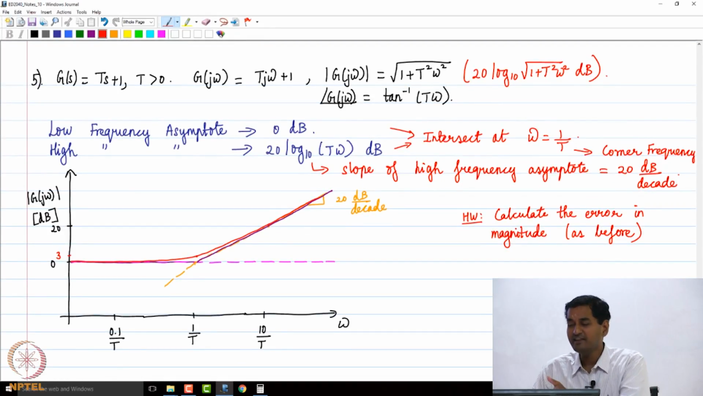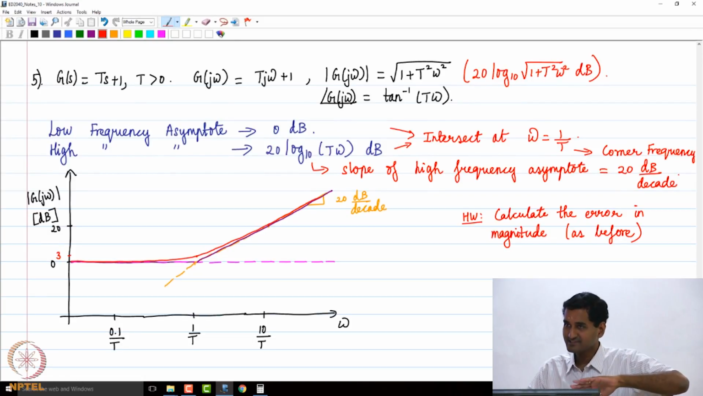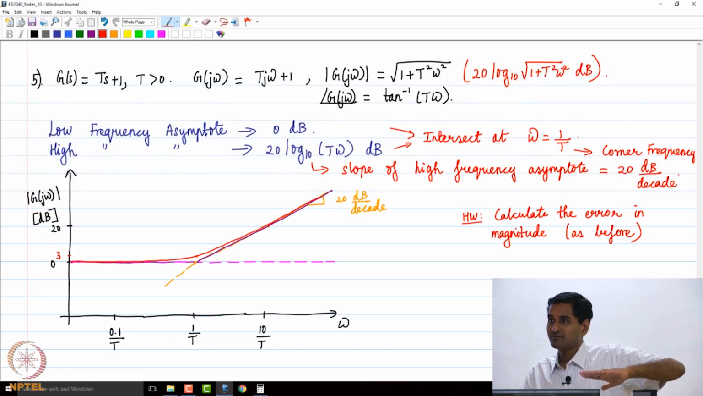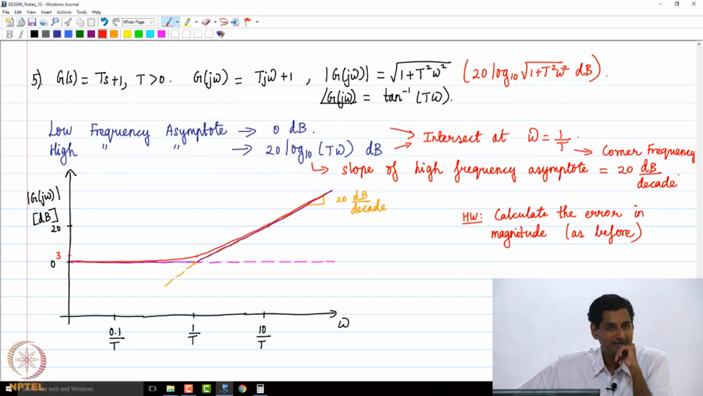So the color legend remains the same, that is why I am not rewriting it here, but you understand. Immediately you see that this is going to be a reflection, that is what we discussed in the last class. The magnitude plot of Ts plus 1 is just a reflection about the horizontal line passing through the 0 decibel point. It is just a mirror image, you just flip it and you get the magnitude plot of Ts plus 1.